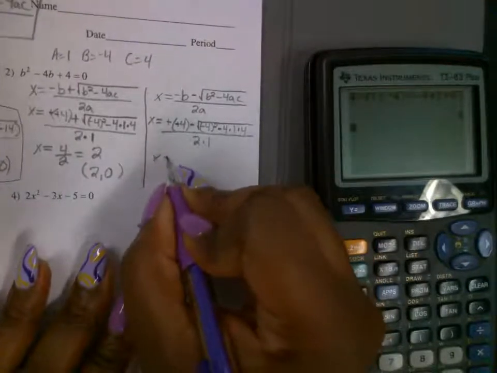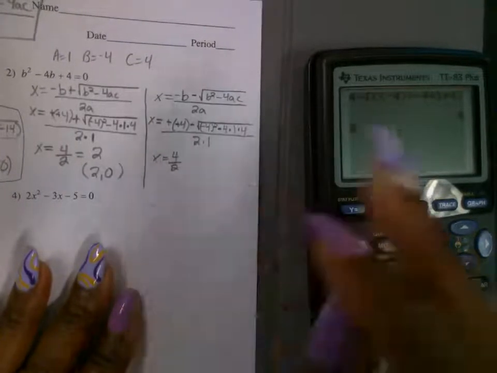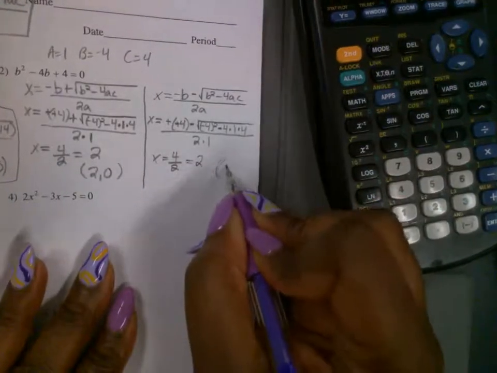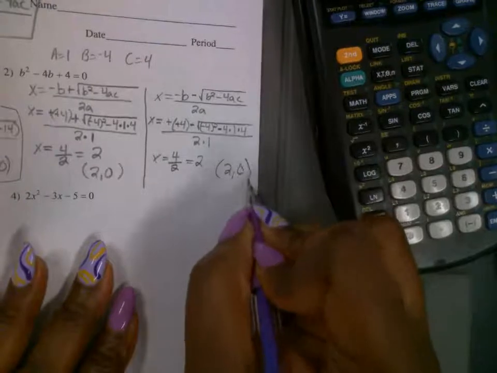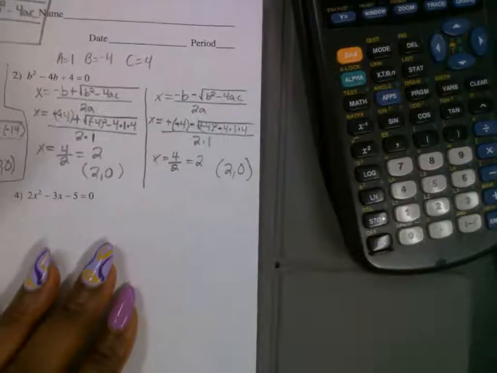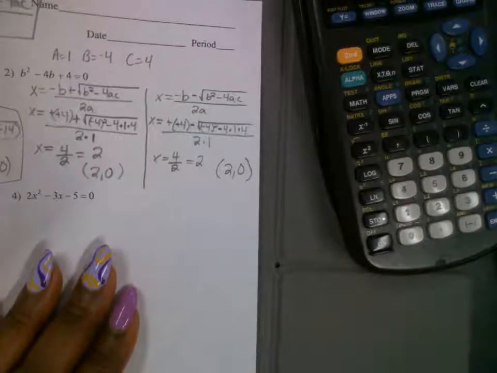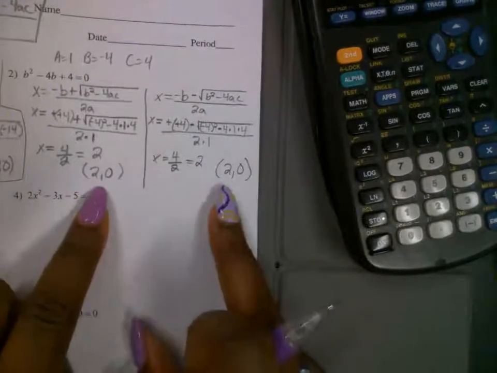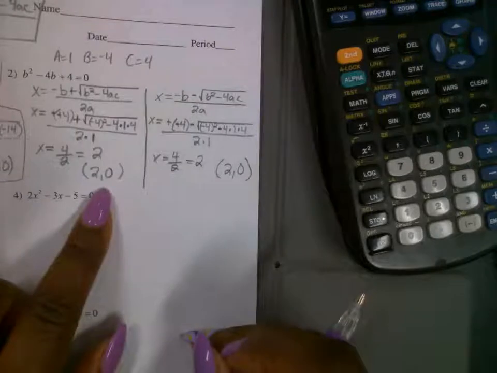Okay. So this is going to give you 4 over 2, right? Which is equal to what? 2. So guess what? It only crosses the x-axis one time. This is a double root. It's only crossing it one time. Any questions about that? That's how I know it's crossing it only once, because you get the same answer twice. That makes sense. Okay. Any questions?